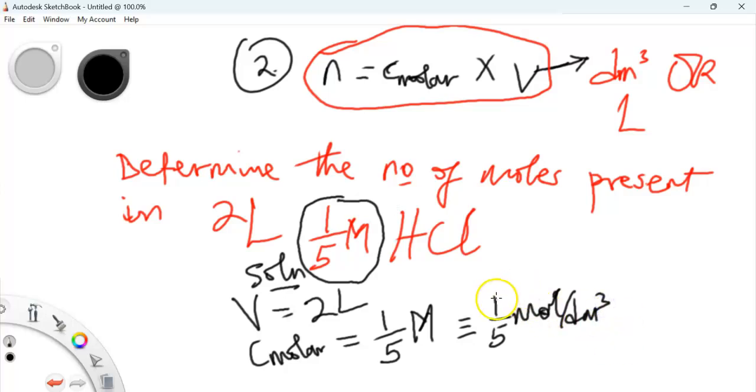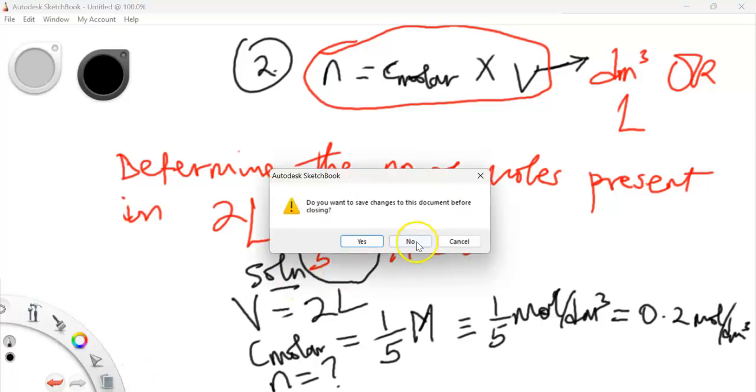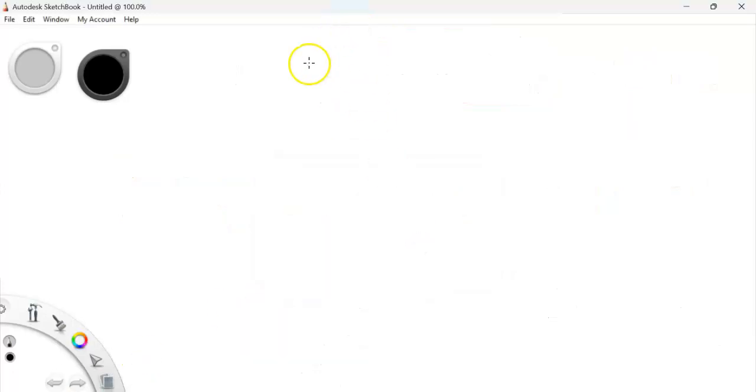But you cannot solve something this way. You have to convert it to decimal so that it will give you 0.2 mole per dm cube. Do you get? Then they are asking you to find the number of moles. Number of moles here is unknown, that is question mark, right? So for us to solve this, what are we going to do? What is the applicable formula we are going to use here?